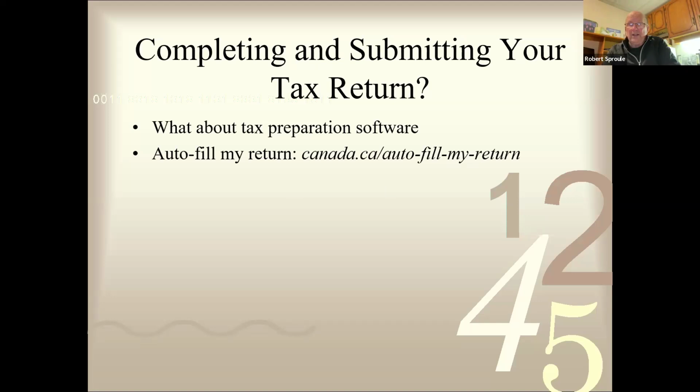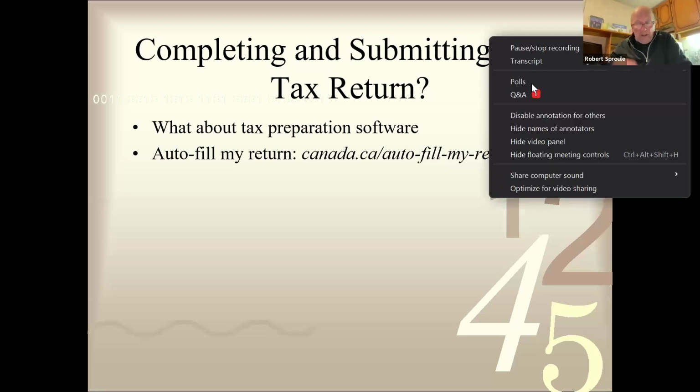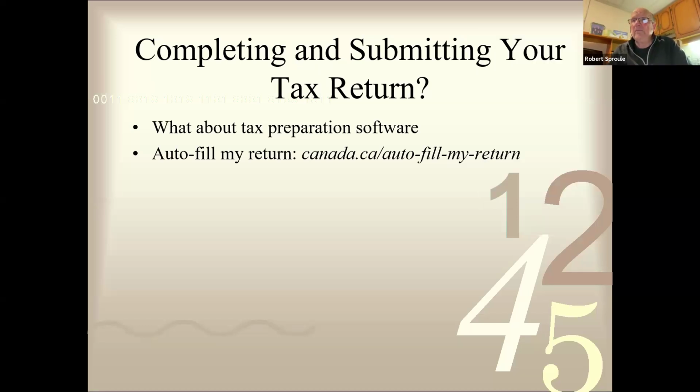And it can do that because for every T-slip that is prepared, whoever prepares that T-slip has to send a duplicate to the federal government. So the federal government has T-slips for every employee employed in 2024 and all the other information in terms of other sources of income, other types of deductions, and the tax preparation software can access those T-slips that the government has in order to populate your tax return.